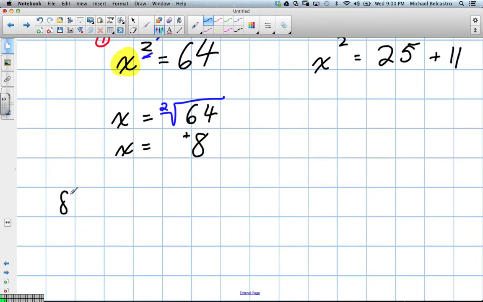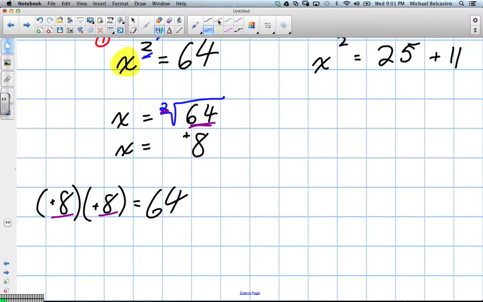What's positive 8 multiplied by positive 8? Put it in your calculator. Yes, that's 64. When you're finding a square root, you're looking for two numbers that multiply to 64. The square root means two numbers, that's why we're looking at the second root, that multiplied to 64, and the two numbers were 8 times itself. Two numbers that are times themselves.